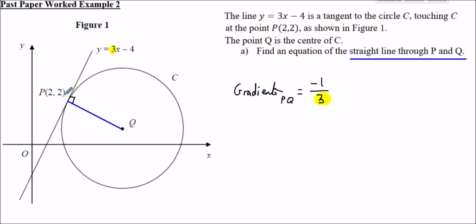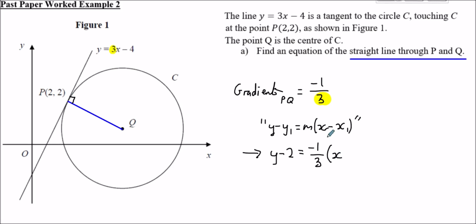P is (2, 2). So now we can use the form y minus y1 equals m brackets x minus x1. And because this question doesn't tell us what form to leave the equation in, we can leave it in this form, which is probably the easiest one. And so this becomes y minus a known y coordinate, which is 2, equals the gradient of the line in question, which we've worked out as minus 1/3, and brackets x minus the known x coordinate of the point, which is, again, 2.